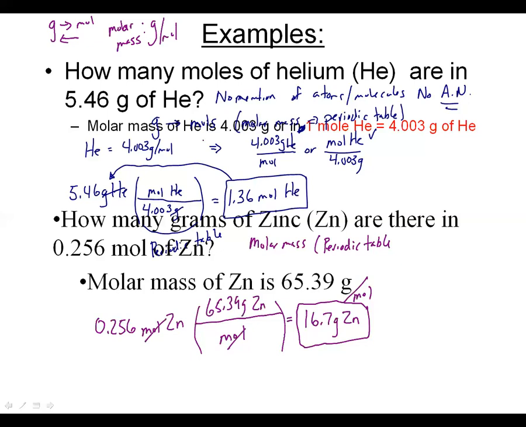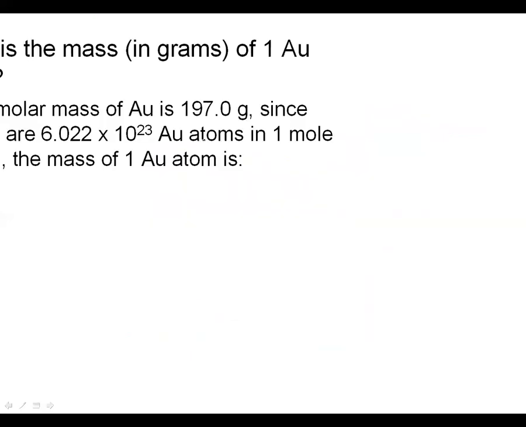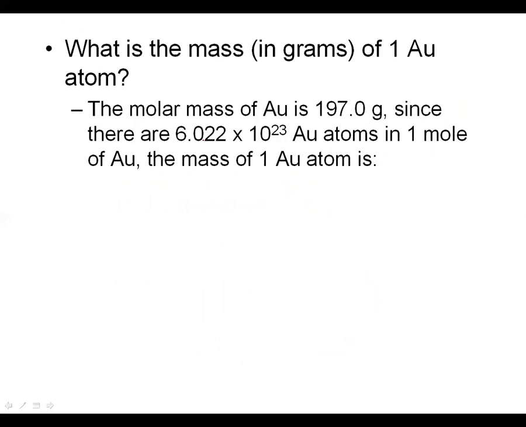But let's take a look at another example here. Now, in this case, what we're looking for is we want to know what is the mass in grams of one gold atom. And in this case, there is our magic word, atom. So that means that we do need to use Avogadro's number in this case, which is what we see right here. We do need to use that Avogadro's number. So Avogadro's number, again, is that conversion factor that allows you to go from moles to atoms or molecules and back.